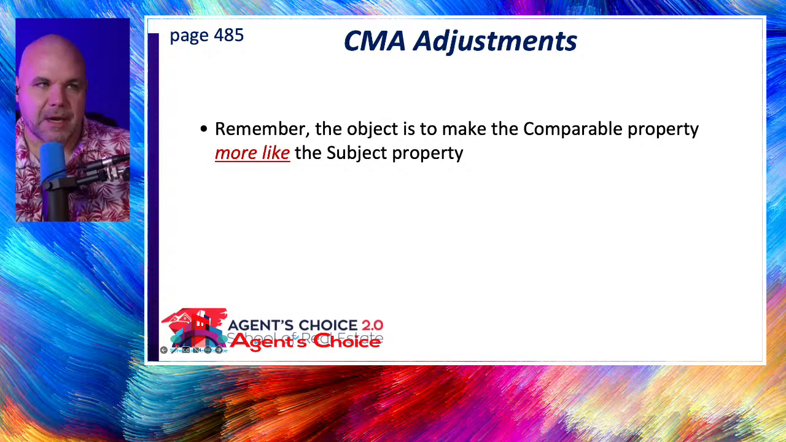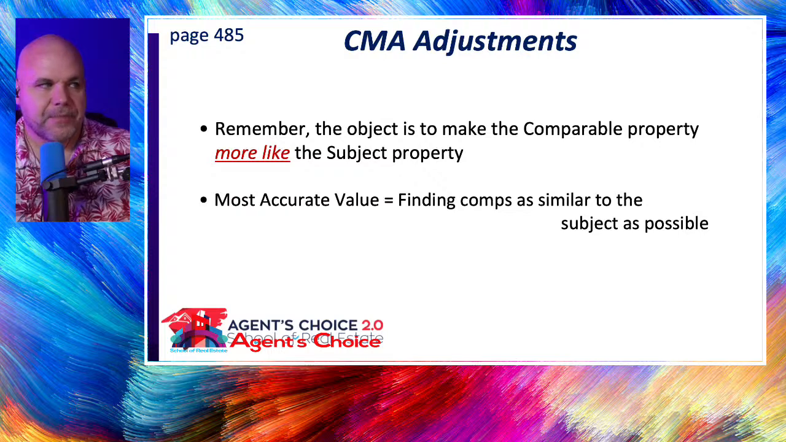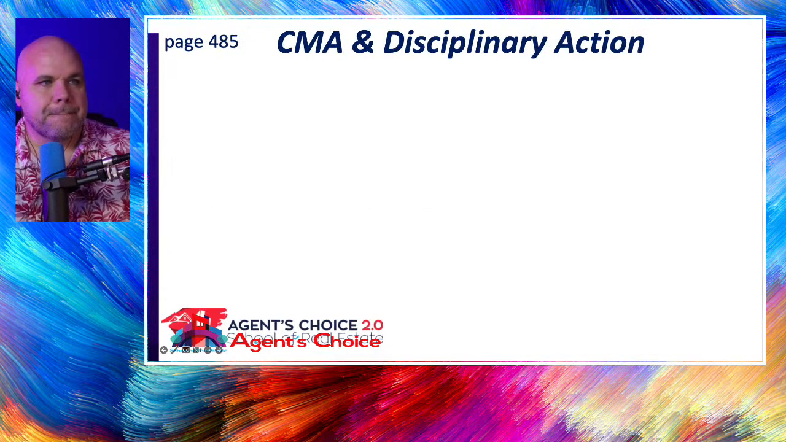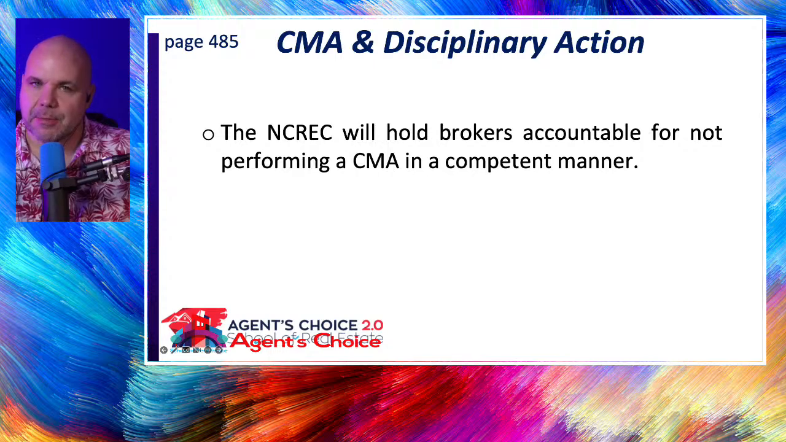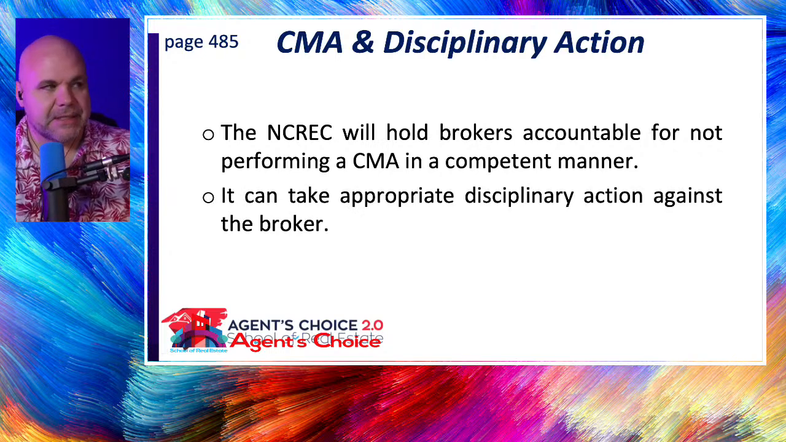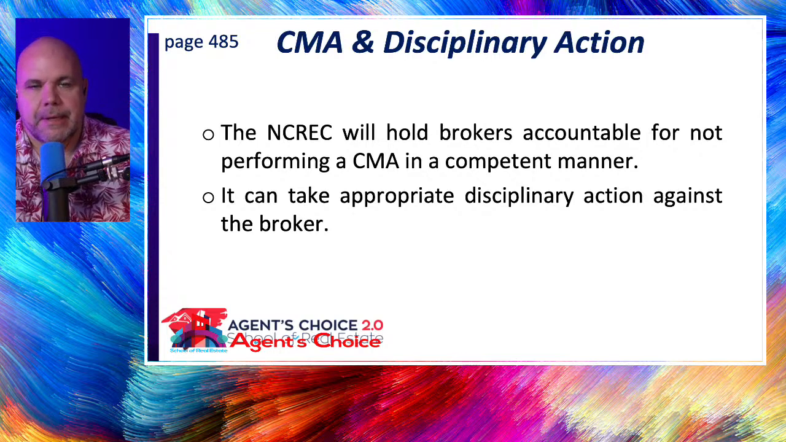The object is to make that comparable property more like the subject property in dollar amounts. So the more similar to the subject you start out with, the more accurate it is going to be. The Real Estate Commission holds us accountable for how well we do CMAs. And if we don't do it right, in other words, if we buy the listing, that's disciplinary. And that might scare some of you. You might be thinking, when are we going to learn how to do that? Well, not here. We're going to talk a little bit about the principle of sales comparison approach in a moment.